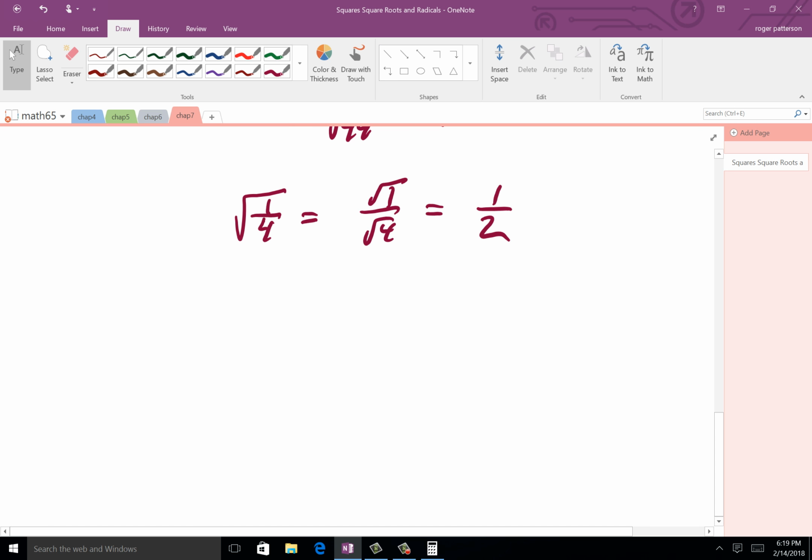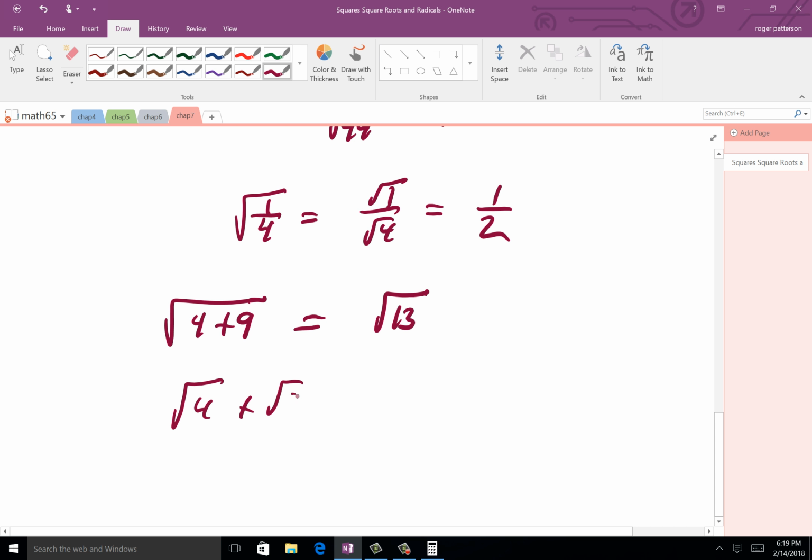So what does that mean for us? That means if we take the square root of 4 plus 9 on the inside, that would be equal to the square root of 13. I'd have to use a calculator for that. But that's different than taking the square root of 4 plus the square root of 9.